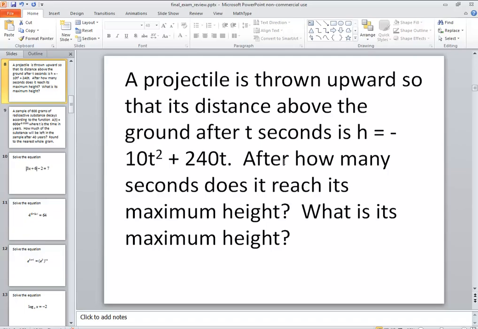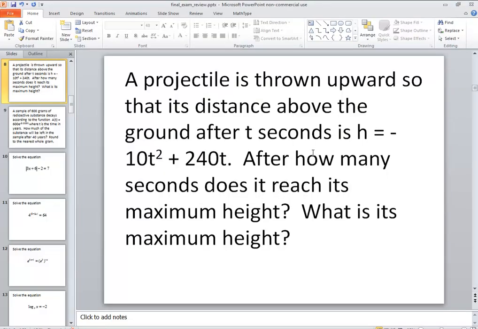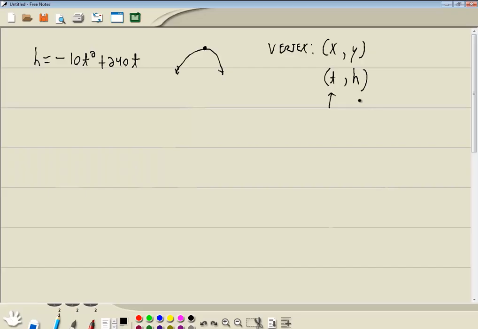So the first part, where they say after how many seconds, they're wanting us to find the time. So this is the first part, the t. And then it says, what is its maximum height? Well, that's h. That's our maximum height. So let me just write those: maximum height, and t for time. Okay, so let's work with our vertex formula.